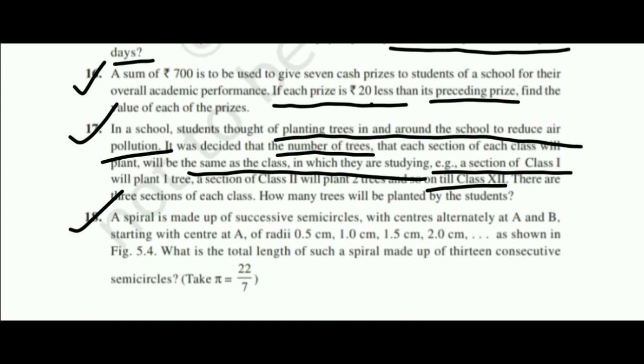See, 18th question. A spiral is made up of successive semicircles with centers alternately at A and B, starting with center at A, of radii 0.5 cm, 1.0 cm, 1.5 cm, 2.0 cm, etc., as shown in figure 5.4. What is the total length of such a spiral made up of 13 consecutive semicircles? You need to take pi value as 22 by 7. You can see figure 5.4.